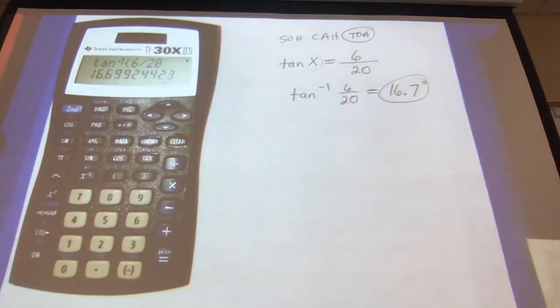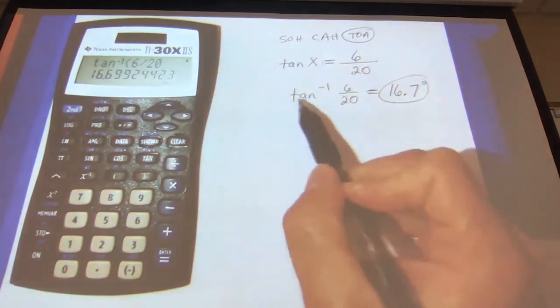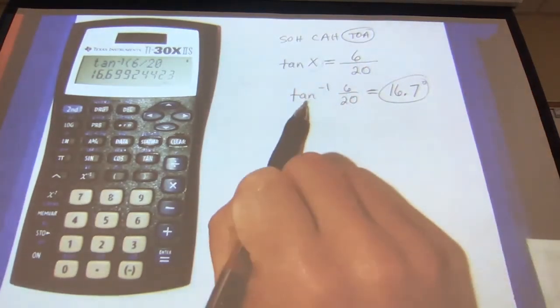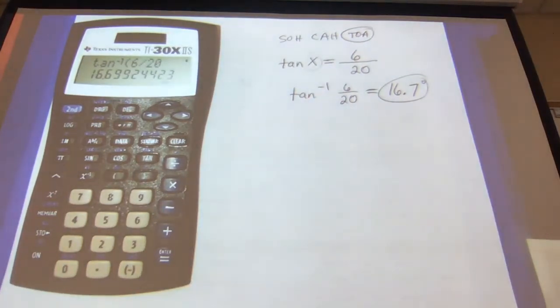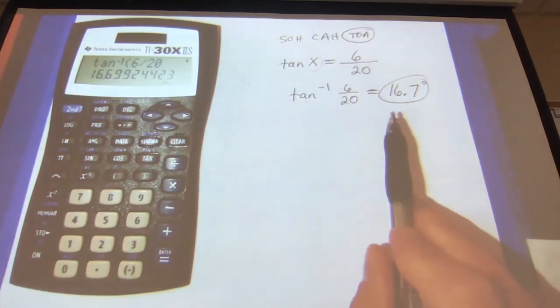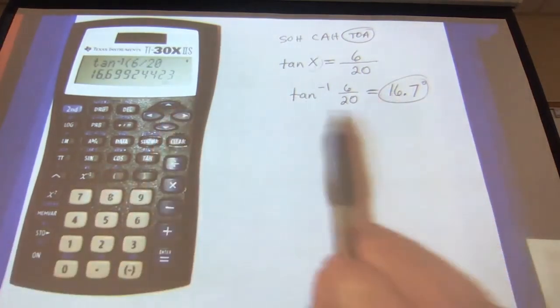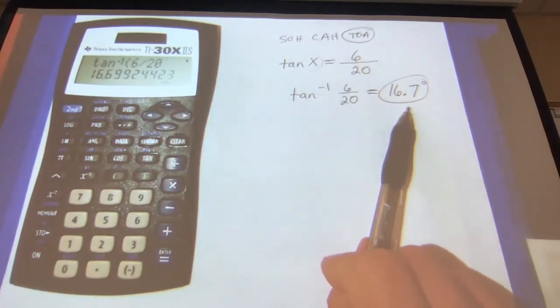If you have the other type of calculator, you do the 6 divided by the 20 first. Then you hit your second or shift button, and then the tangent to get your inverse tangent. Then you hit the equal sign at the end, and that'll get you to 16.7. Once again, anybody having troubles getting their calculator to go to 16.7? Okay, let's look at another one.